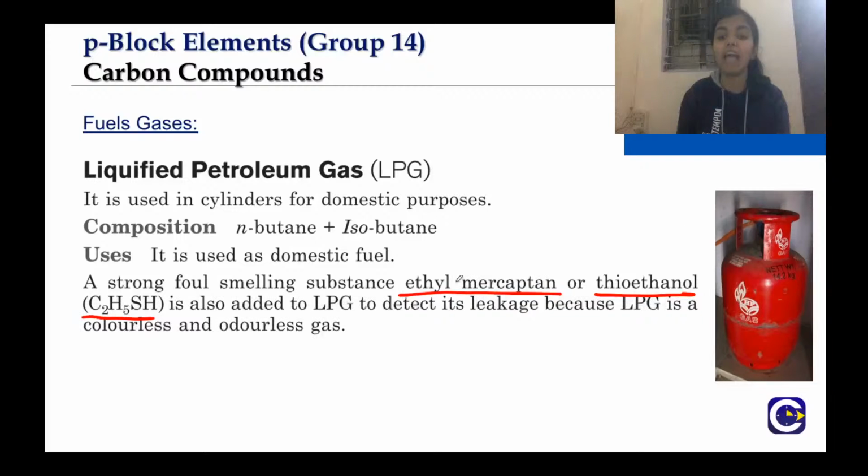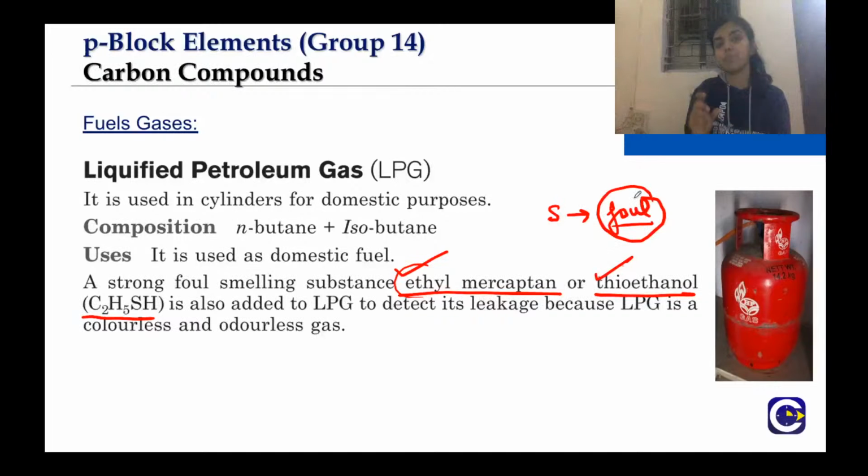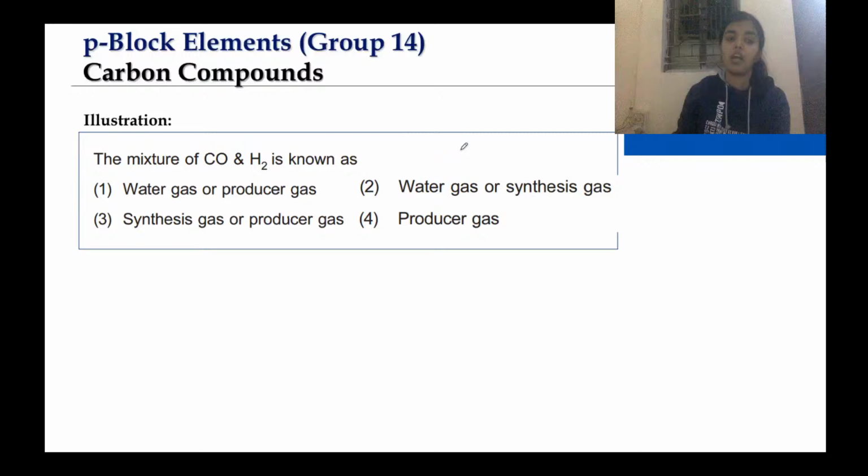We add ethyl mercaptan and thioethanol, which are foul smelling substances, because LPG itself is an odorless and colorless gas, right? So its leakage cannot be detected easily. Ethyl mercaptan and thioethanol are used because sulfur compounds are relatively foul smelling in nature. Even the skunk is known to have a foul smell. It releases some sulfur.